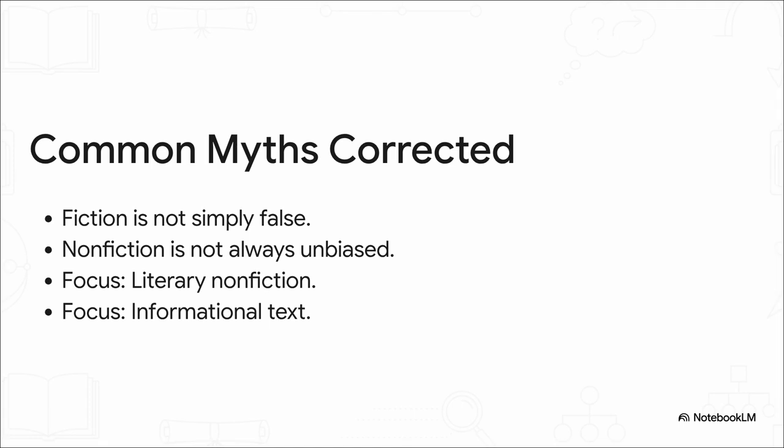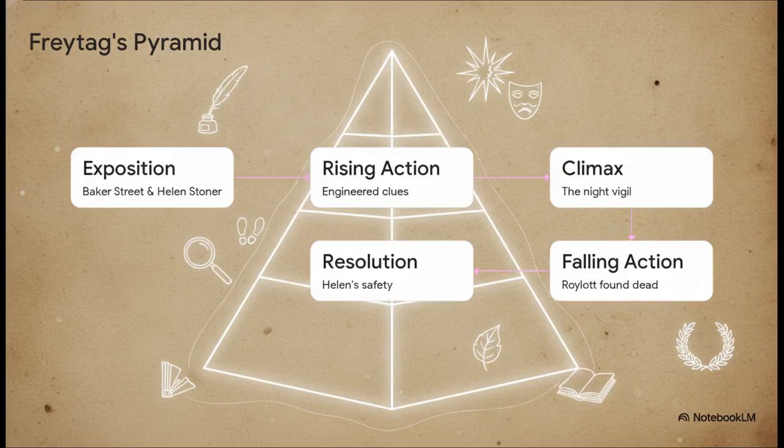Moving forward, we're going to focus on two key areas: literary nonfiction, which applies those great storytelling techniques to real events, and informational text, which is designed purely to explain. So how do authors actually structure these narratives? We can map a story's exact trajectory using the 5-stage plot pyramid. Think of it as the heartbeat of a story.